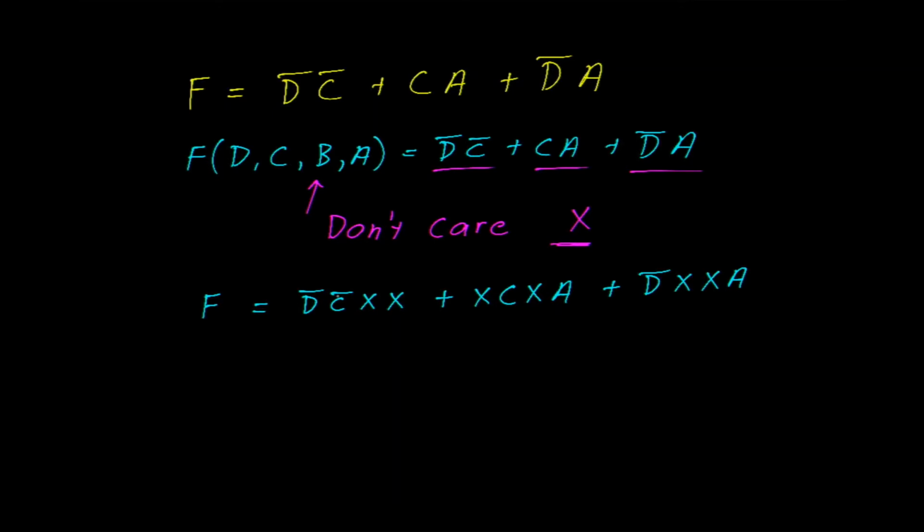Now, watch this. If we take this first term, D naught, C naught, the circuit would still operate exactly the same if this was B naught, A naught. It would operate the same if these were the inputs.